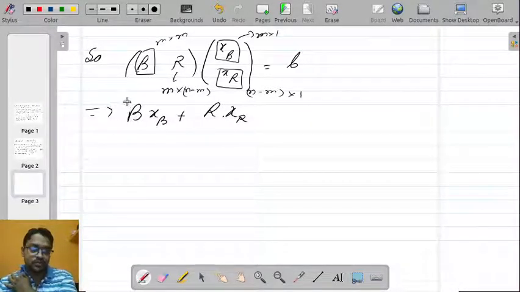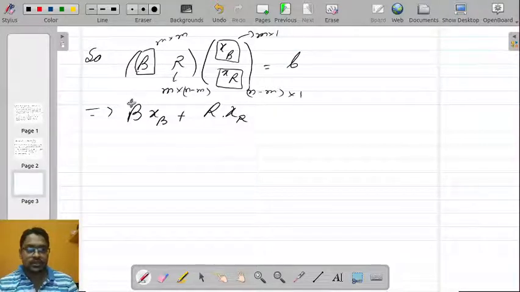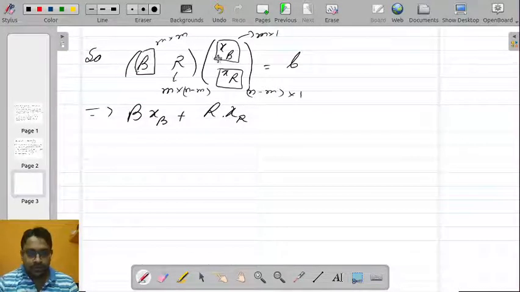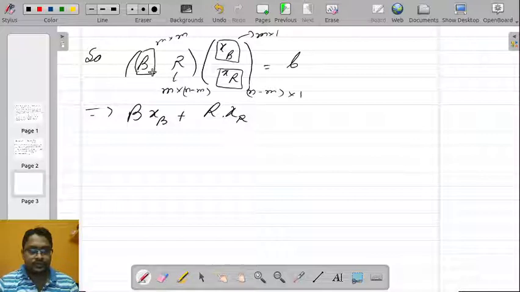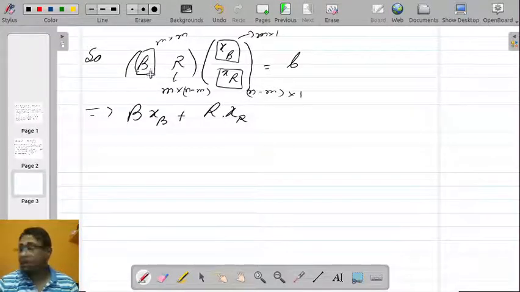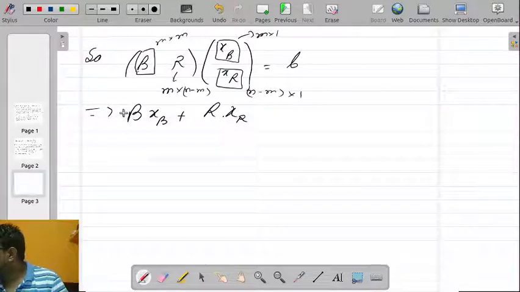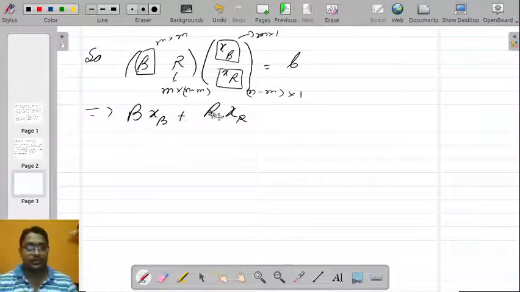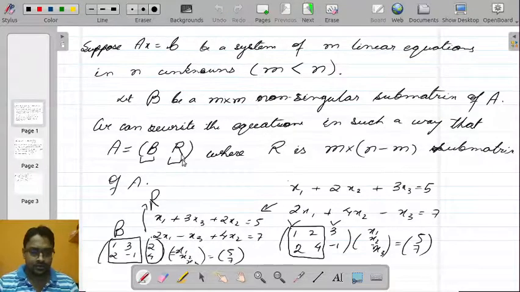So it's something like this: BxB, the first row of B multiplied with the first column here. First row, first column. But I have something: Ax can be written as BxB plus RxR. Just let us see, to avoid this confusion.